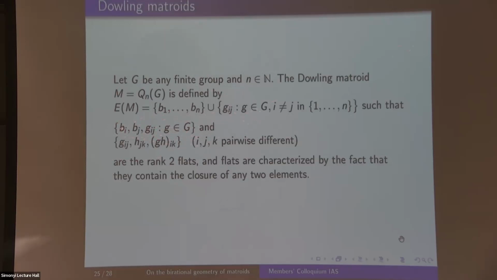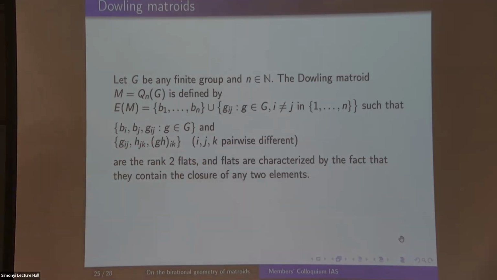And if you don't want the basis elements, you take two pairs of indices, but they must have one in common, the one in the middle, and then you multiply these elements and get rid of the J. So this is the other possible rank 2 flats. The group in general is non-commutative, so you have to take that into account. Okay, so these are the rank 2 flats, and this matroid is what we call line closed.